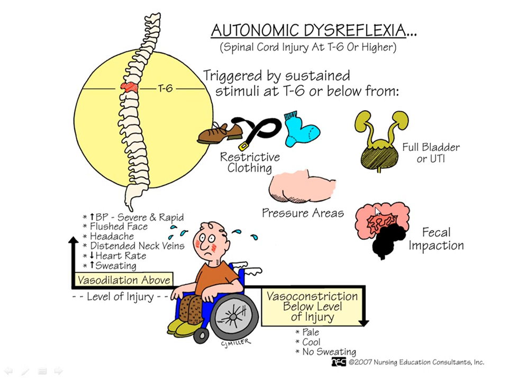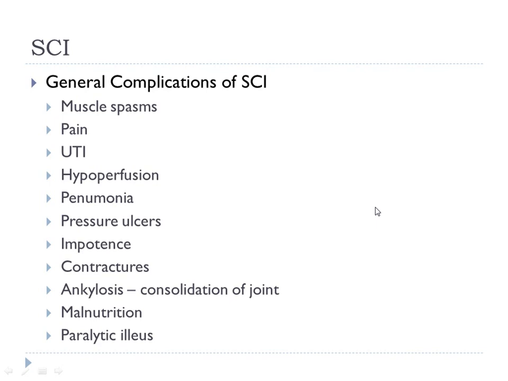We talked about the complication of muscle spasms. We can use baclofen for that. The patient can have pain. Often in our patients, especially in our quads, they will still complain of pain. Remember that they can still have sensation. They may be an incomplete paraplegic or quadriplegic. They still have sensation, but they just can't move.